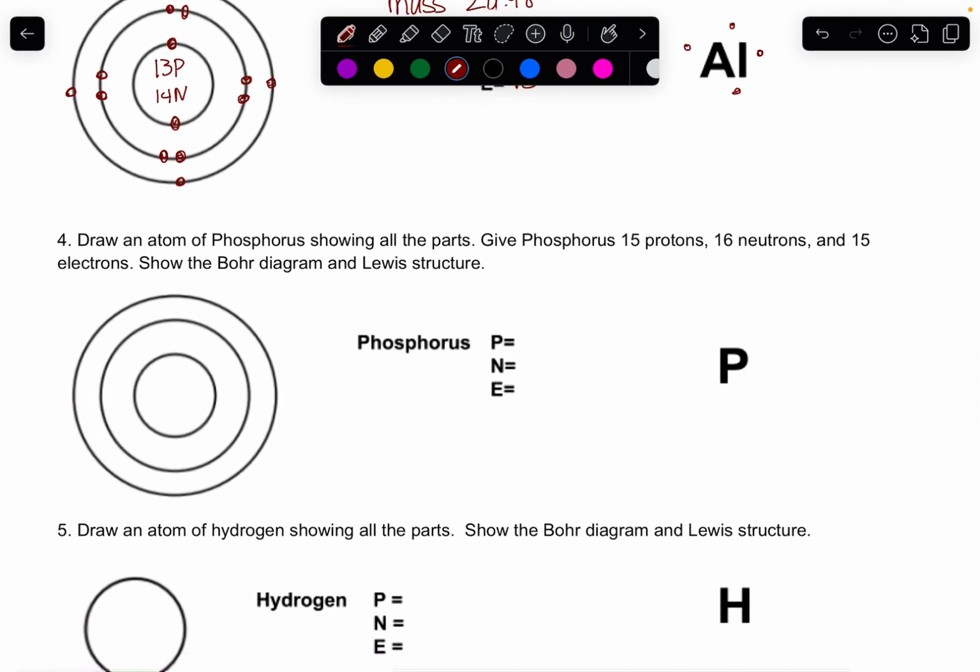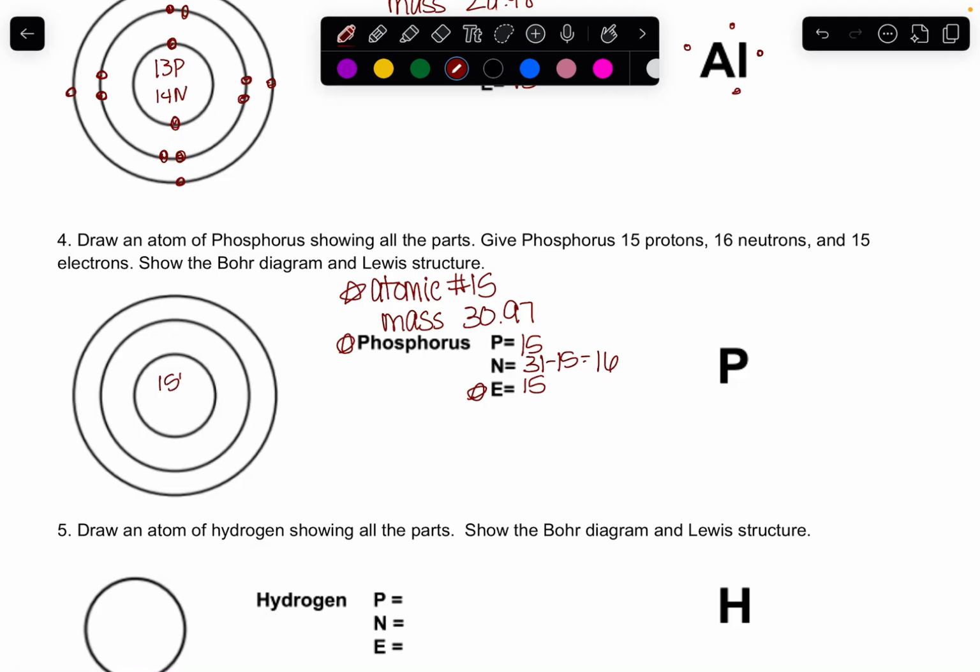Phosphorus. I know it gives us some of the information in the question, but we're going to practice looking at our periodic table, and we're going to find that it has an atomic number of 15. It has a mass of 30.97. Atomic number of 15 means protons and electrons are 15. My mass of 30.97 rounds to 31 minus 15 protons gives me 16 neutrons.